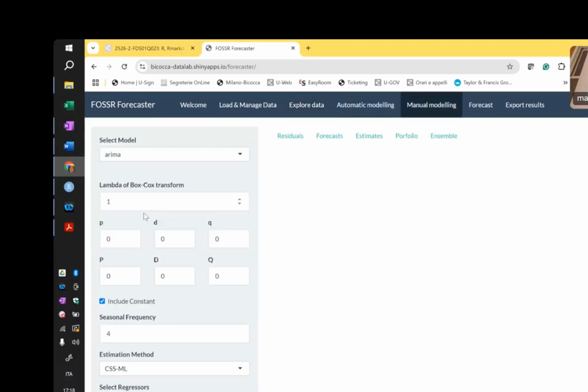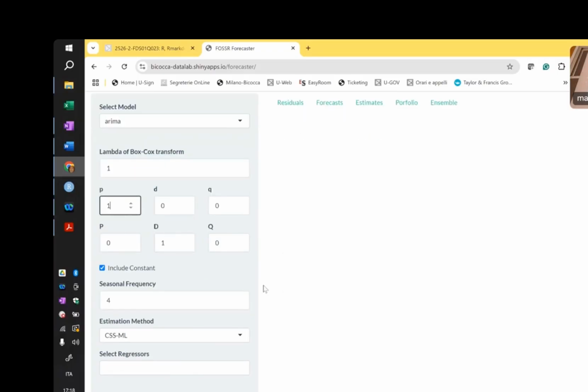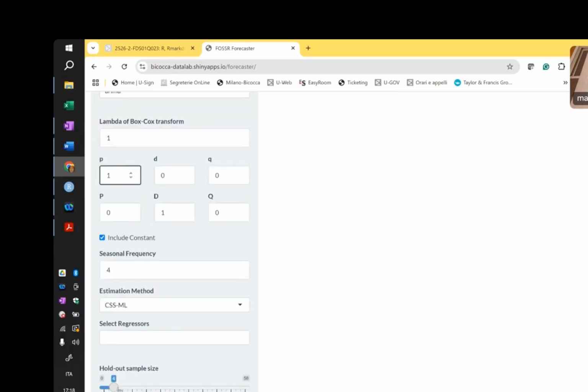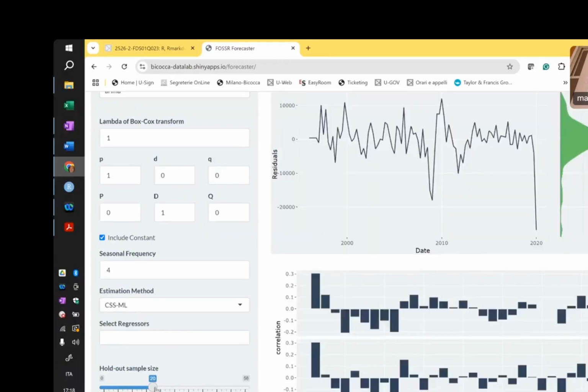So we said we want the seasonal difference in AR1. And for now, I don't add anything else. Let's just leave the constant there. Again, I don't know, 5 years is 20 observations, right? Maybe let's see if we can leave the COVID out. No, a little bit more, 22 observations. Now the COVID is out.